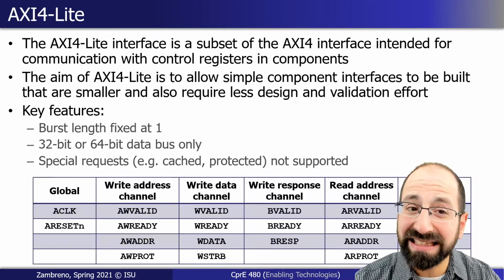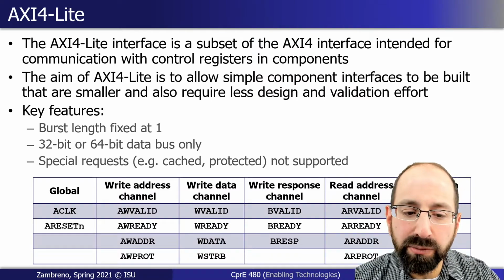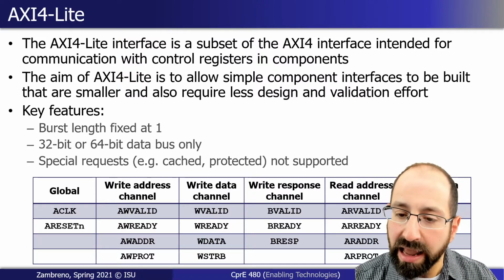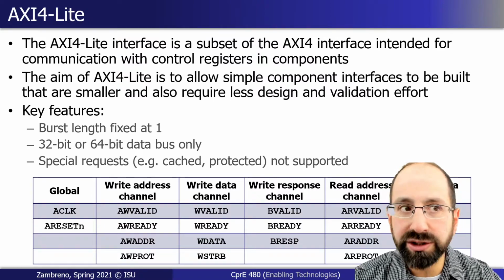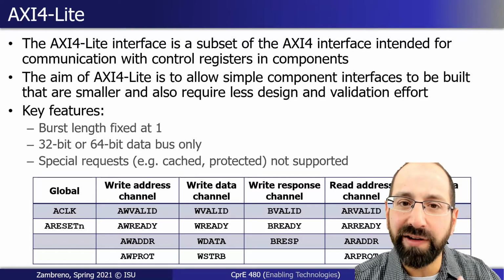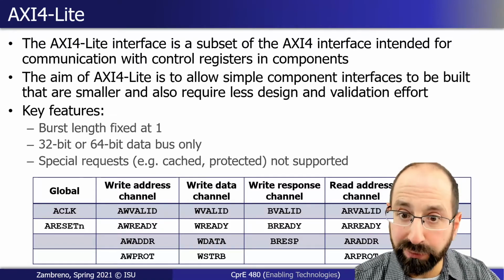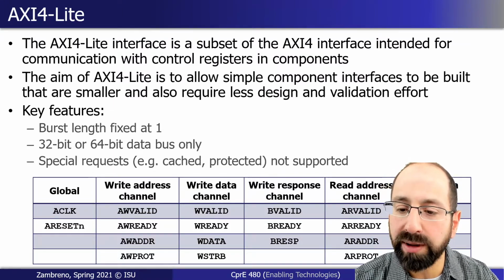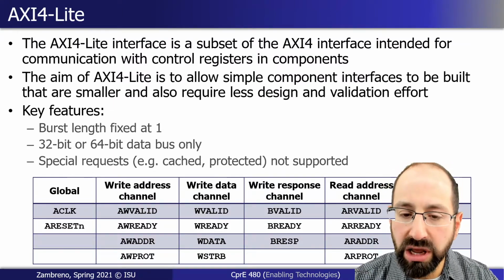And then we talked about the Axie Lite as well. That one may be a bit more relevant for us because it's just a subset of the full Axie, and it's useful in those scenarios in which you don't really care as much about performance. You just want to have a memory mapped way of accessing your peripheral for configuration, for status, and for things of that nature with your IP core. And we're also using that.